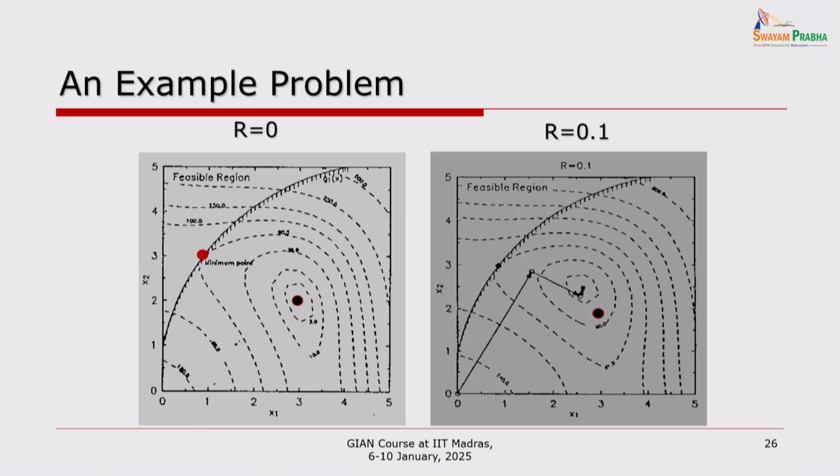I have a 2 variable example. So here is the constraint. This is the unconstrained minima. When you put R equal to 0, this is where you're going to go. And then you add the constraint and put R equal to 0.1. You see your contour function now, your optima has moved from here to there. So when you optimize, you get this point.